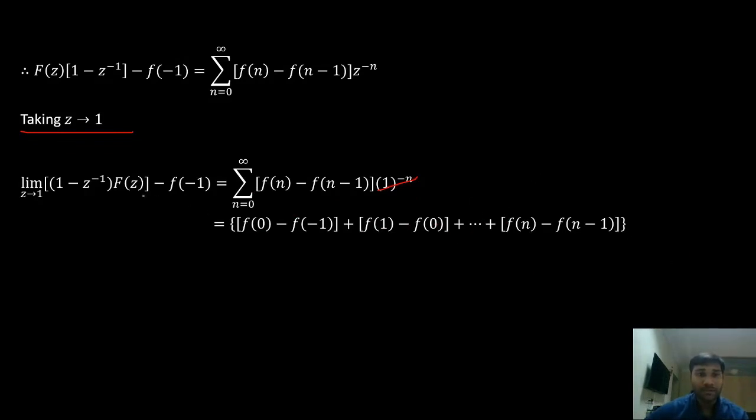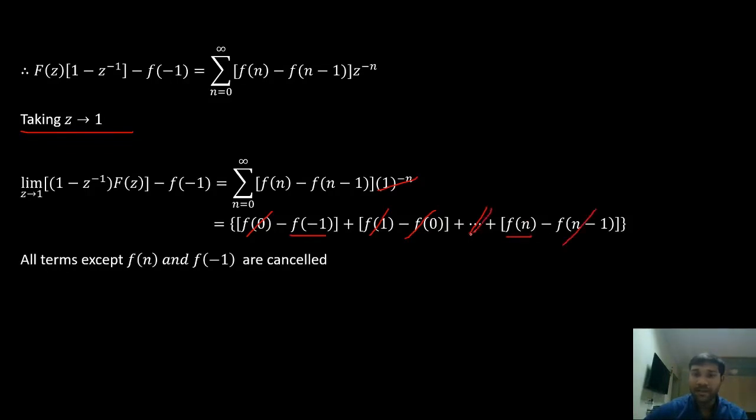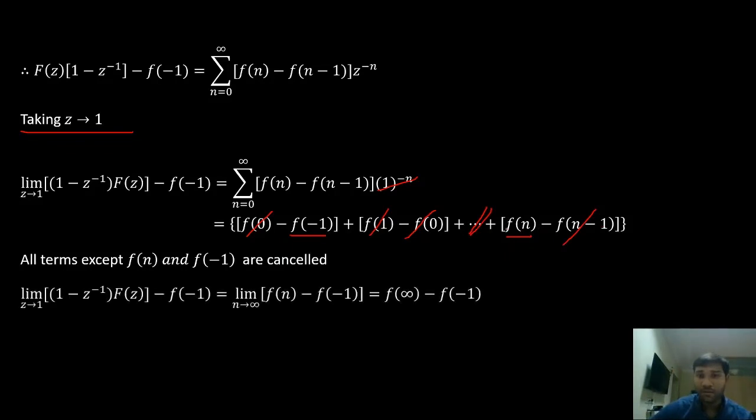Now here what happens is f of 0 gets cancelled with negative f of 0. Similarly, f of 1 gets cancelled with negative f of 1 somewhere here. And then only f of minus 1 and f of n will be remaining, and all other terms will get cancelled, right? All other terms will get cancelled. So the remaining terms are f of minus 1 and f of n.